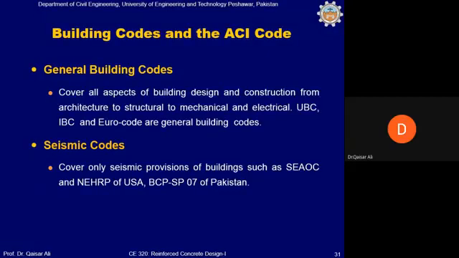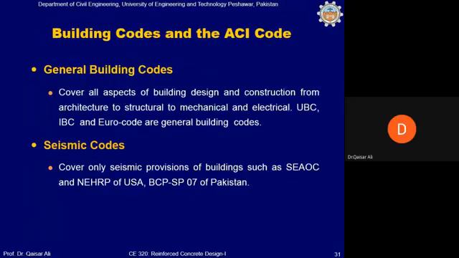For example, seismic codes are only used for the design of buildings against earthquake forces. So if a code gives you recommendations or provisions for the design of buildings against earthquake forces, it will be called a seismic code. We have seismic codes like CO, Blue Book, NEHRP, and BCP SP 2007. CO, Blue Book, and NEHRP are American codes, and BCP SP 2007 is a Pakistani code. BCP stands for Building Code of Pakistan, and SP means seismic provisions, developed in 2007.